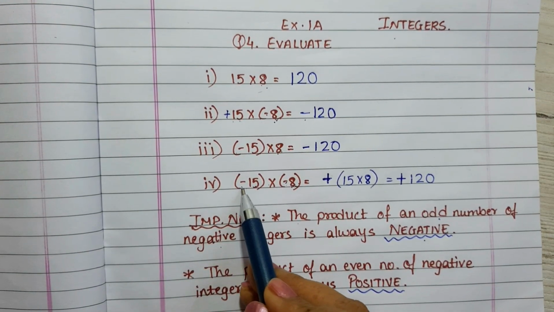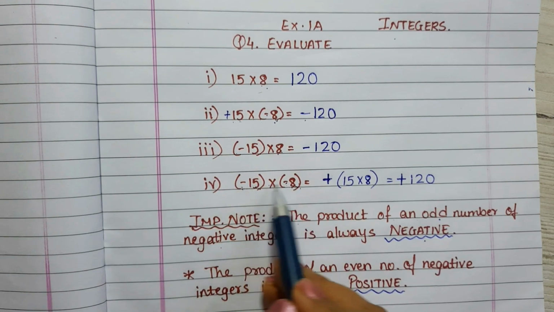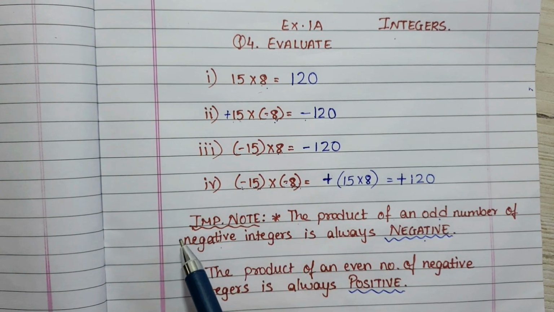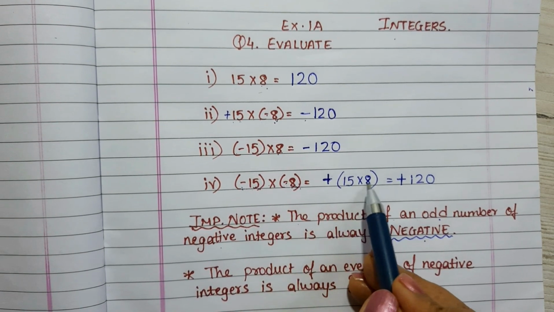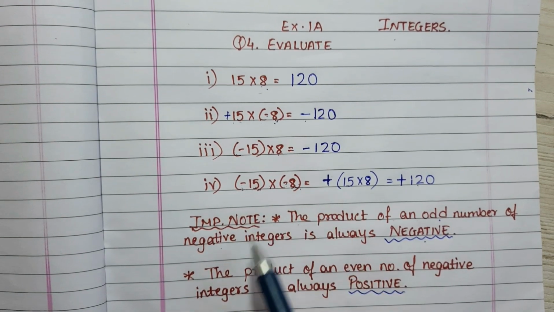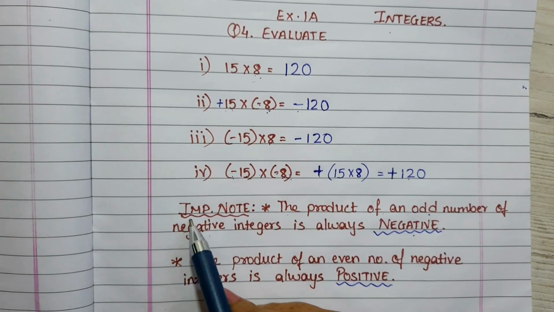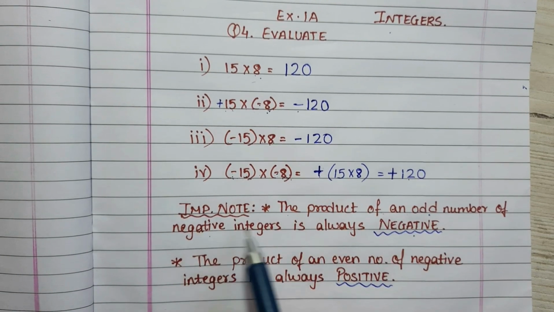In the fourth question, minus 15 multiplied by minus 8, if we see both the integers are negative, so the total number of negative integers is 2. So we can say that 15 8s is 120 and minus minus will become plus. So here we can conclude that the product of an odd number of negative integers is always negative.